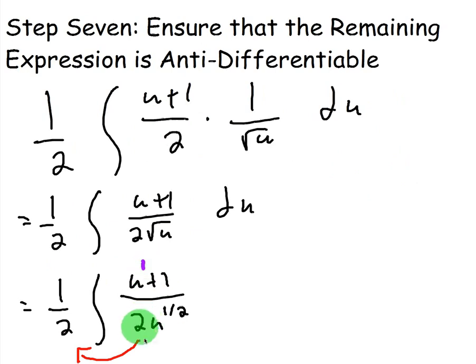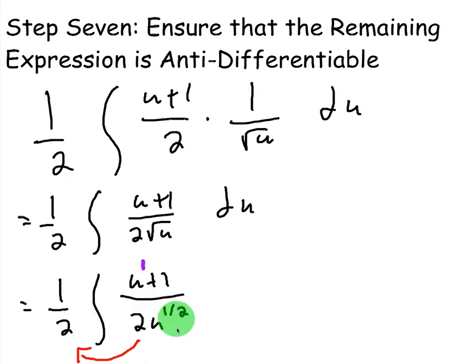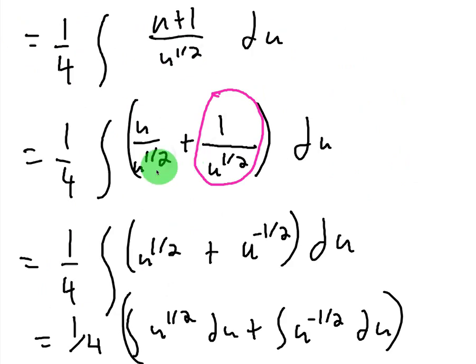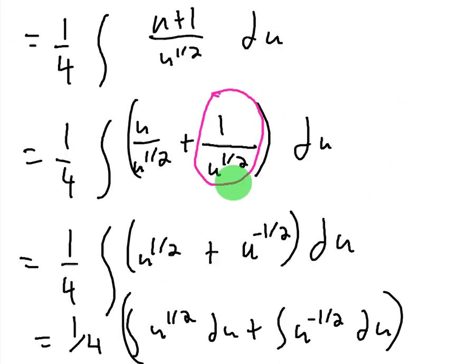And I can also take this 2 on the bottom of the fraction, move it out front, so it'd be 1/2 times 1/2, which is 1/4. So that's what happens with the 2 there. And then u to the first divided by u to the 1/2 is going to be u to the 1/2, and I have to take the 1 and also divide it by u to the 1/2. So over here we're going to have u to the 1/2, and then 1 over u to the 1/2, I can basically turn that to a negative exponent. It's going to become u to the negative 1/2.